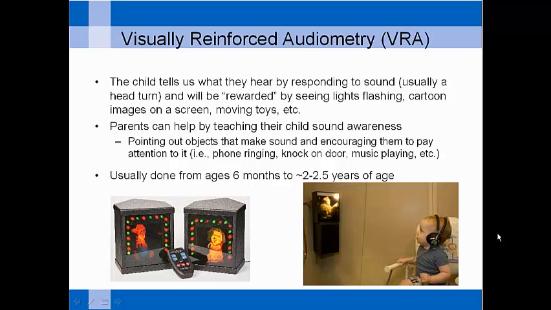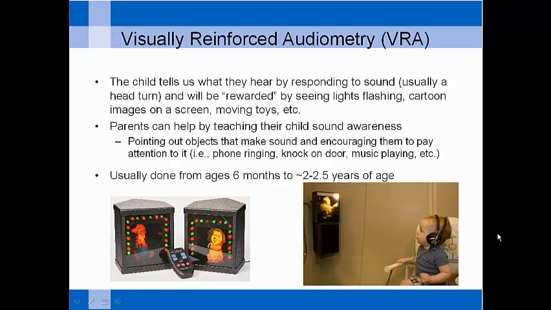And with this test, a lot of times parents can really help by teaching their child sound awareness. So children are born knowing how to listen. They can hear, or with hearing loss, they need to be taught that when they hear sound, they need to pay attention to that, and that it is not just noise. That sound does have meaning.